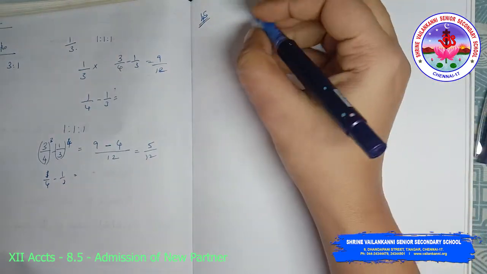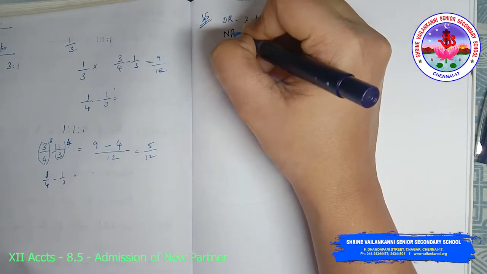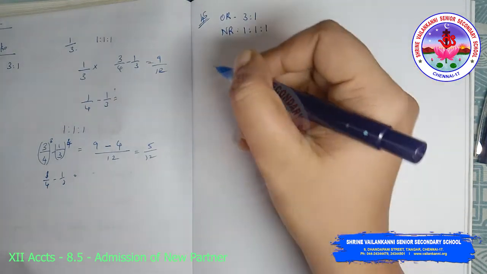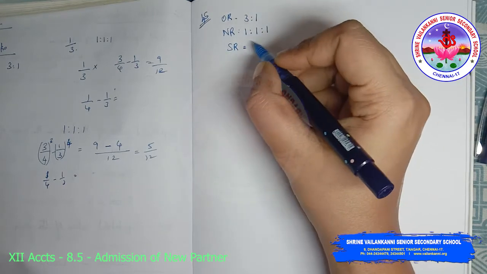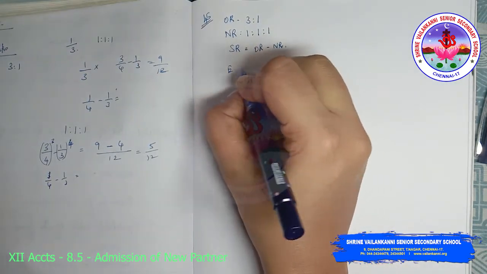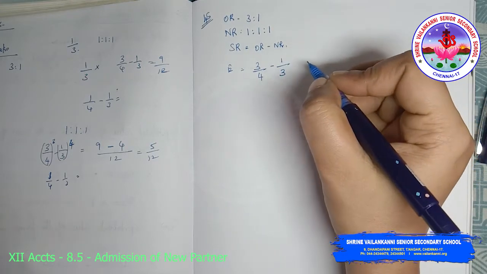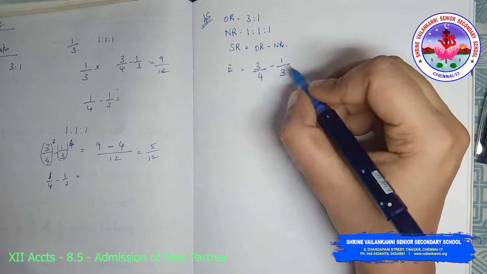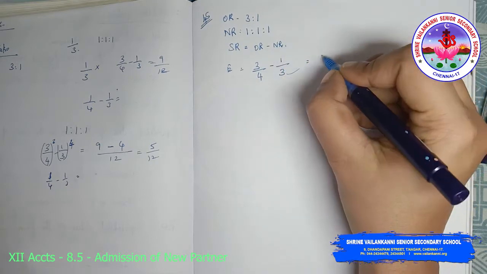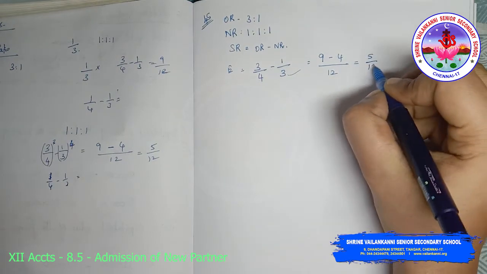Okay, so first is the old ratio. What is the old ratio? 3:1. New ratio is going to be 1:1:1 equally. Now the sacrificing ratio is going to be old ratio minus new ratio. Now for E, it's going to be 3 divided by 4 minus 1 divided by 3. Now in this case, you need to just multiply because the denominators are not common. So 3 3s are 9 minus 4 divided by 12. So in this case, 5 divided by 12.